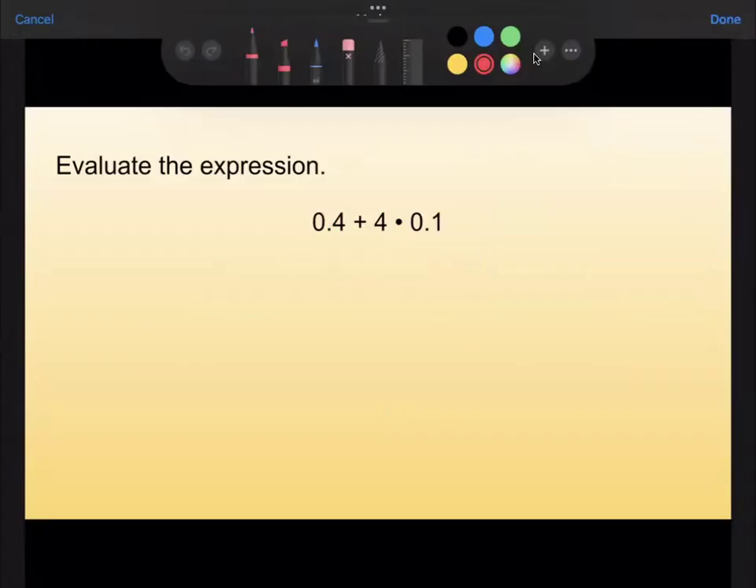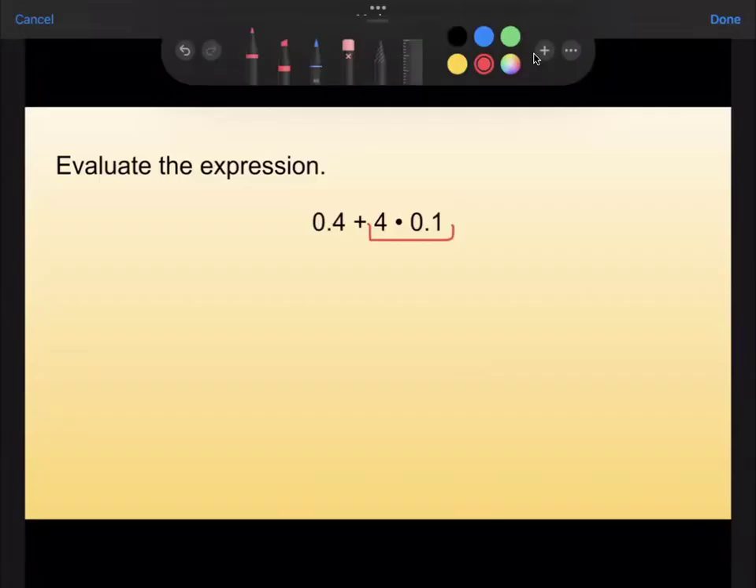Okay, here's our last example for today. I am not going to write PEMDAS on the screen because I want to see if you can remember the order of operations without me writing it. We don't have any parentheses. We don't have any exponents. Next level would be multiplication and division, and we do have multiplication right here. So that's what we're going to need to do first.